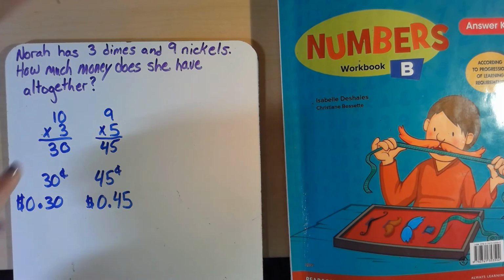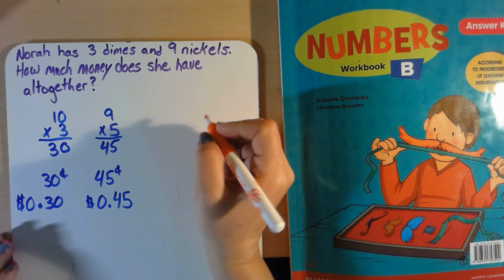Nora has 3 dimes, 9 nickels. How much money does she have all together? Did we solve that? How much money she has all together? What do we have to do? We have to add.